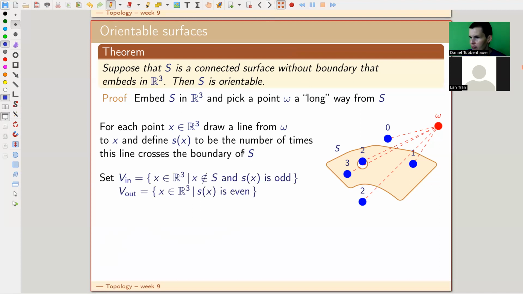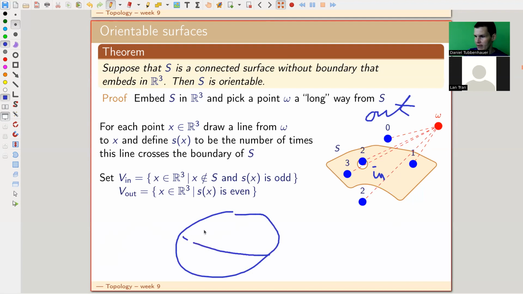So for every point, I can write down a number: how often, from my starting point, I shoot a laser at that point and note how often I hit my surface. And I just call the ones, you can already see it here, that have an even number the outside. And everything that has an odd number, I just call the inside. And I have V in and V out.